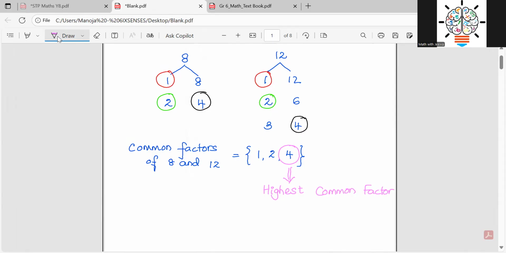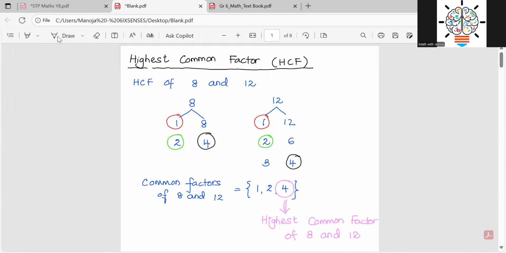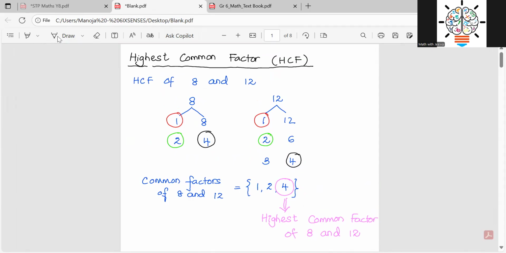Very simple, right? So first you draw the tree diagram and mark the factors. Then out of them you recognize what the common factors are. Here in this case 1, 2, 4 are common. Out of those common factors, which one is the highest? 4. Therefore, the highest common factor of 8 and 12 will be 4. This is how we find it, right? Even though I use different colors, you can use black and blue, or if needed green or pink. Highest common factor.